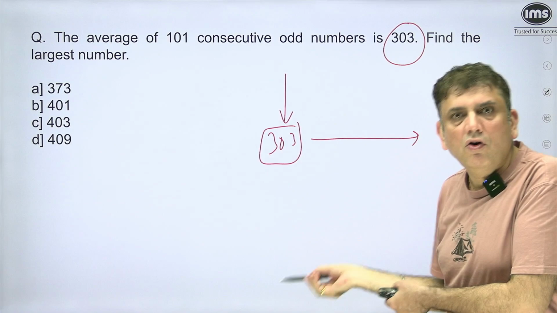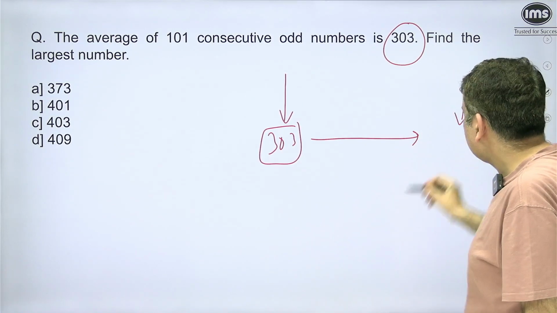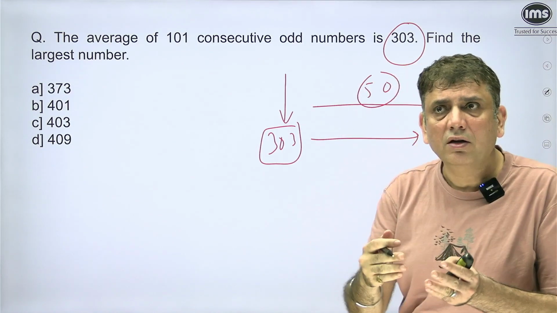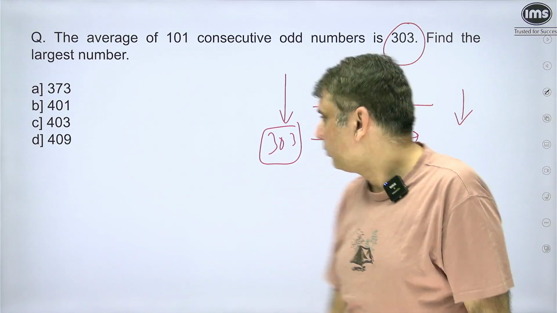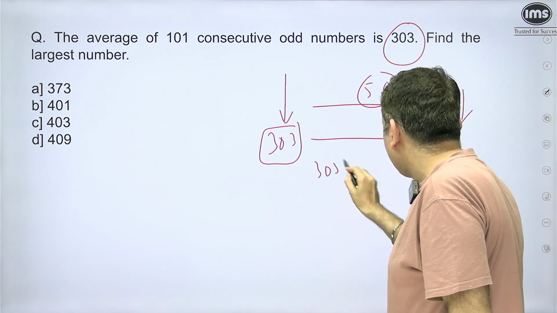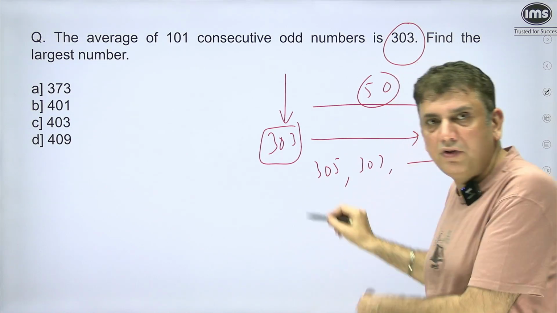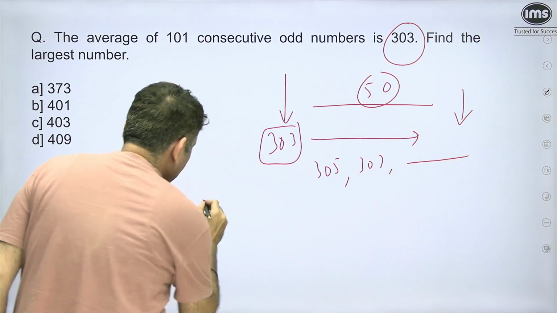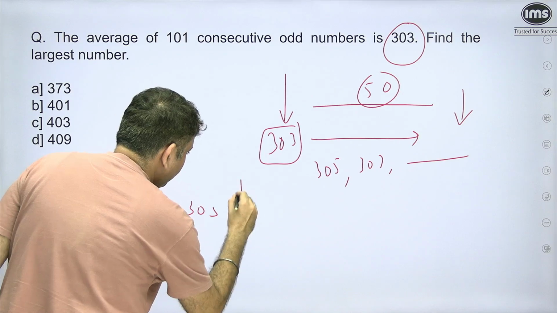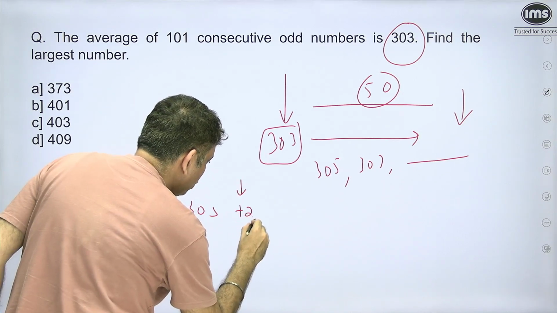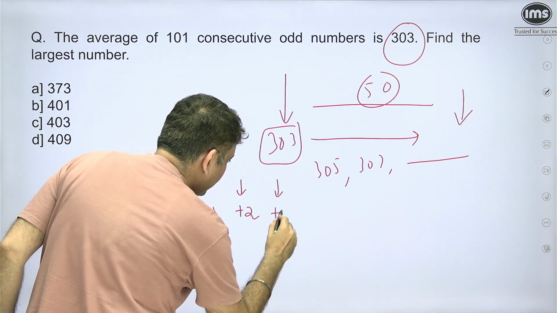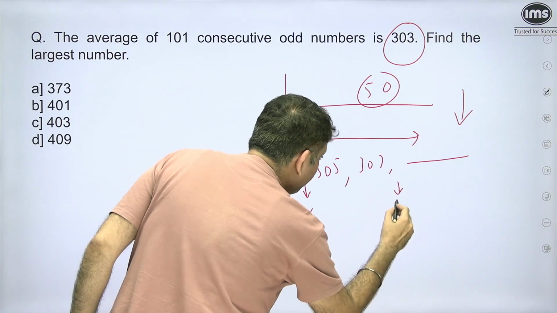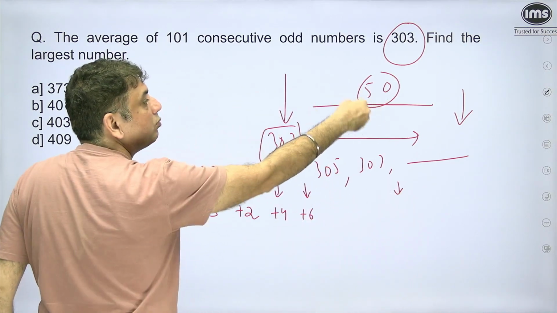And these are consecutive odd numbers. There will be 50 more terms, and they will all have a common difference of 2. So the next term will be 305, then 307, and so on. We need to find the largest number. So, 303. After this, for the first term you need to add 2, for the second term you need to add 4, for the third term you need to add 6. And for the 50th term, why so? Because there are 50 more numbers.